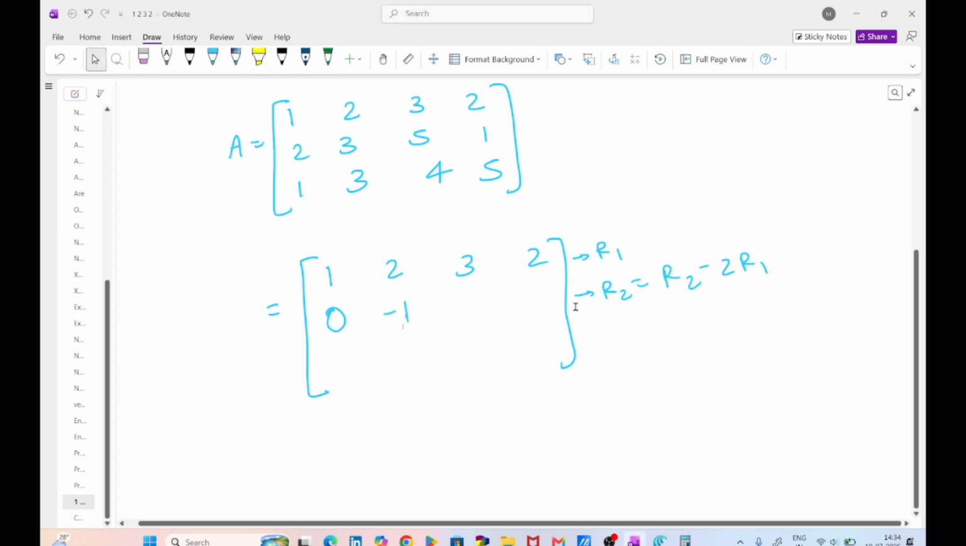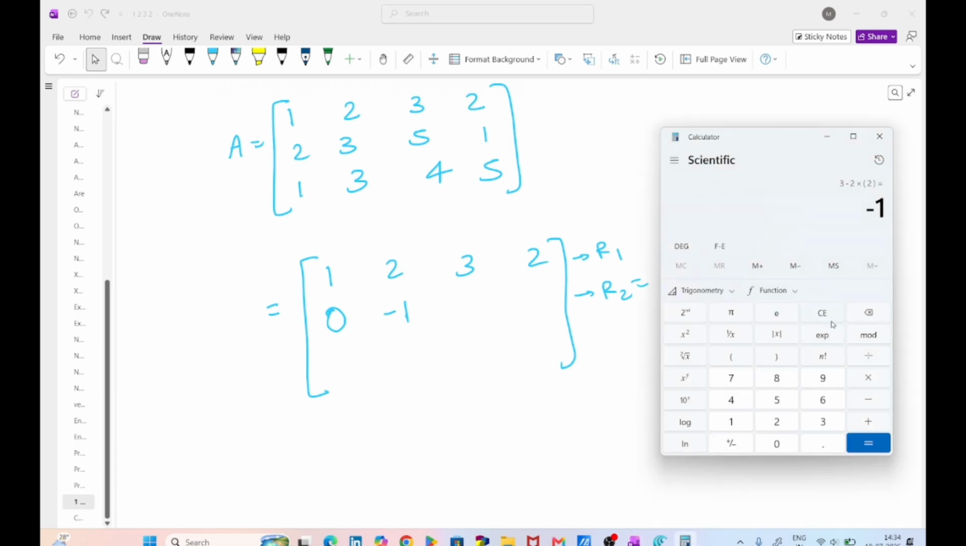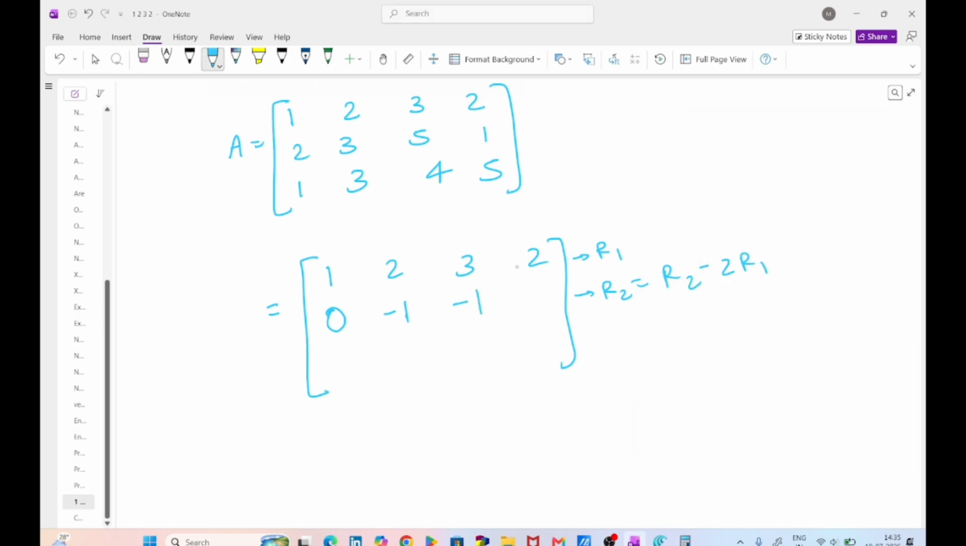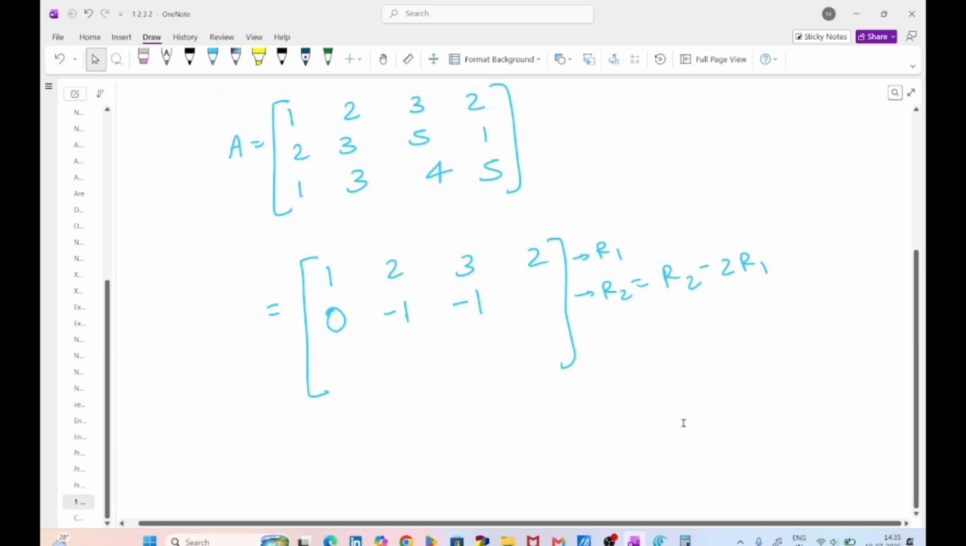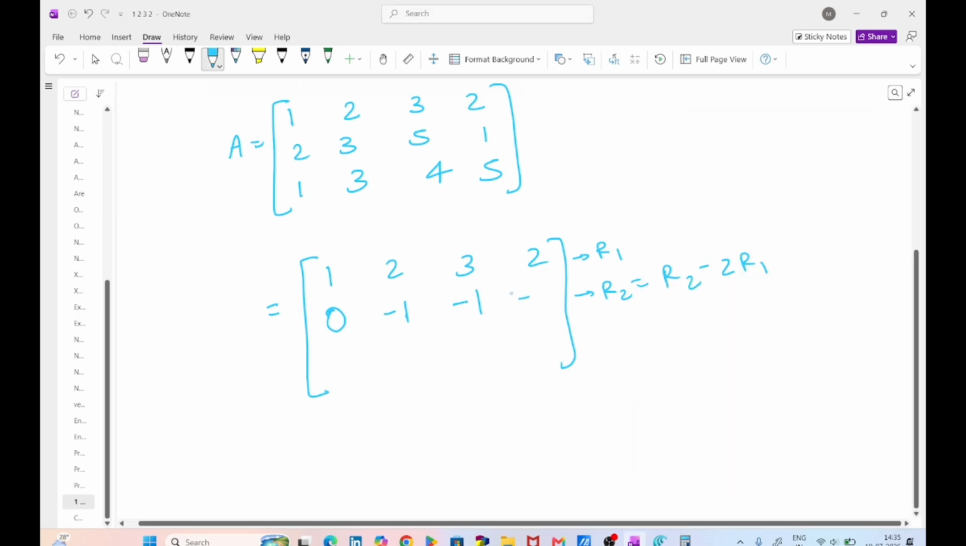Then 5 minus 2 into 3. 5 minus 2 into 3 is minus 1. Right, minus 1 here. Then 1 minus 2 into 2. 1 minus 2 into 2 is minus 3, right? Minus 3 here.